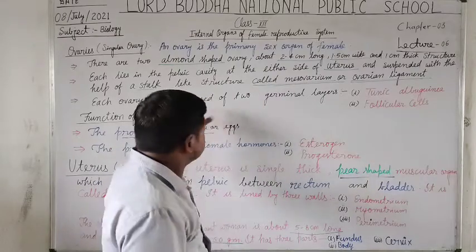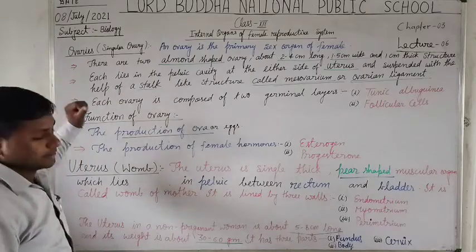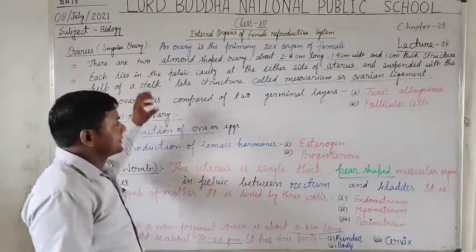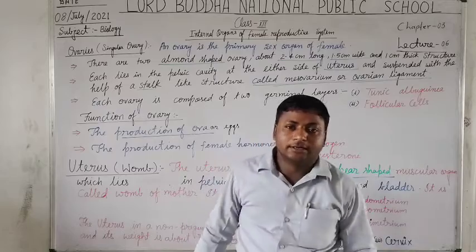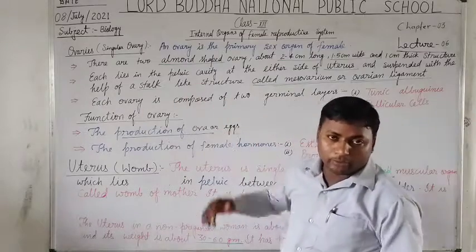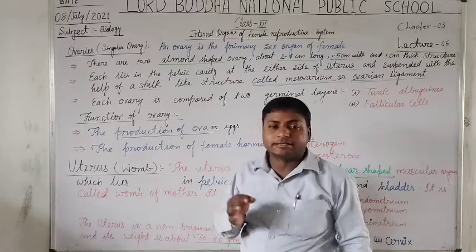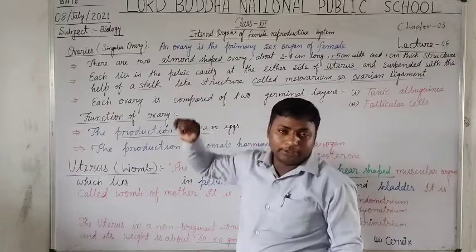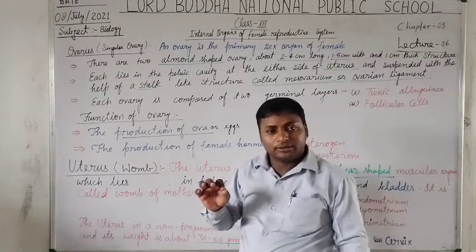So students, first we start with the ovaries. Yes students, this is the primary sex organ of the female. As we studied in the human male reproductive system, the testis is the primary sex organ of the male. Likewise, here the ovaries are the primary sex organs of the female.